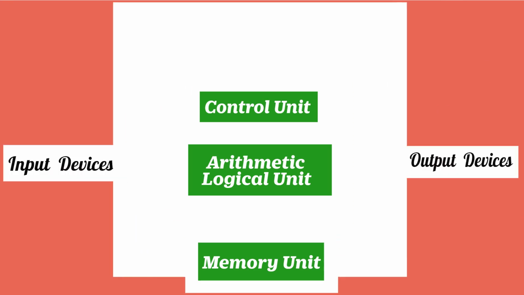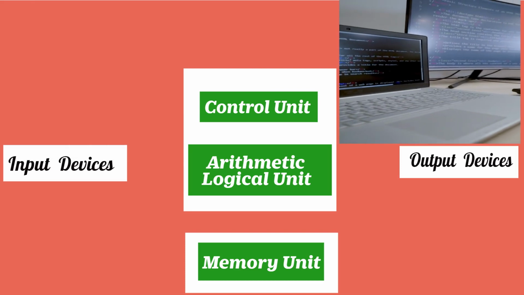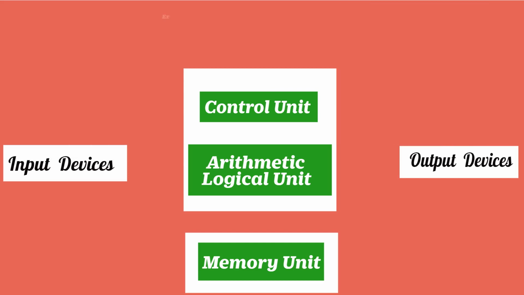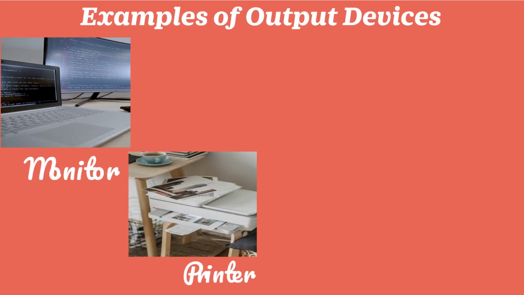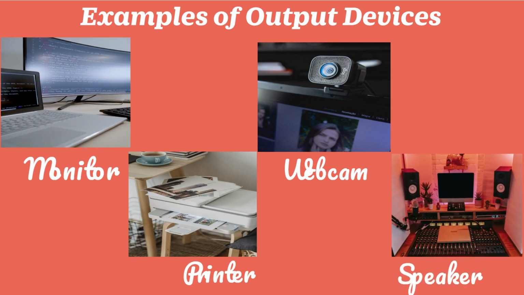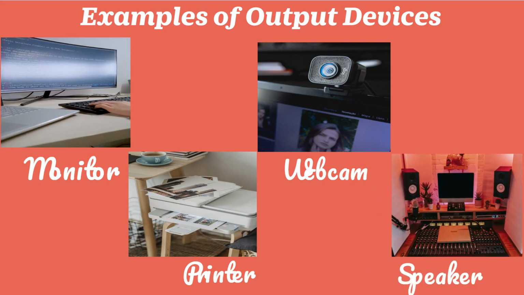Next, output devices. Through the output devices, users can get information processed and generated by the computer. Examples of output devices include a monitor, printer, webcam, and speaker. This is a brief description of computer components.